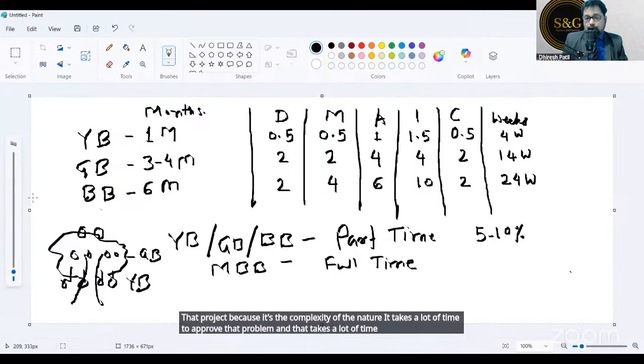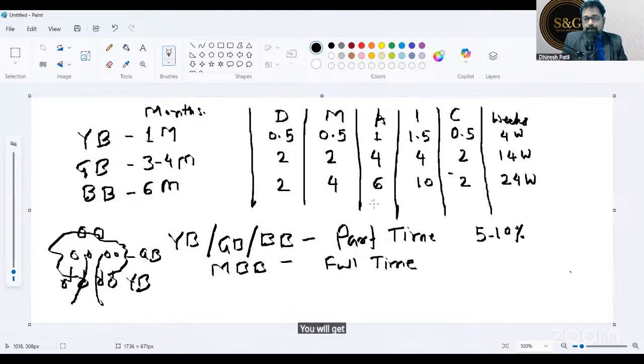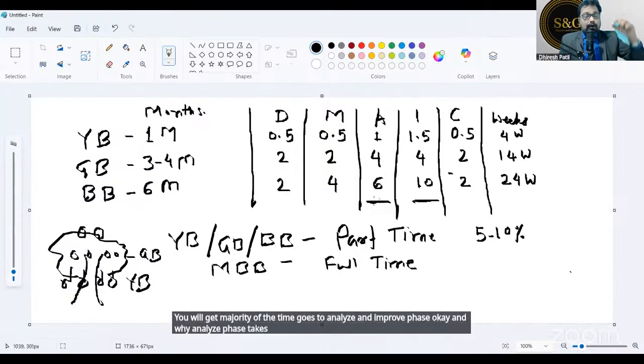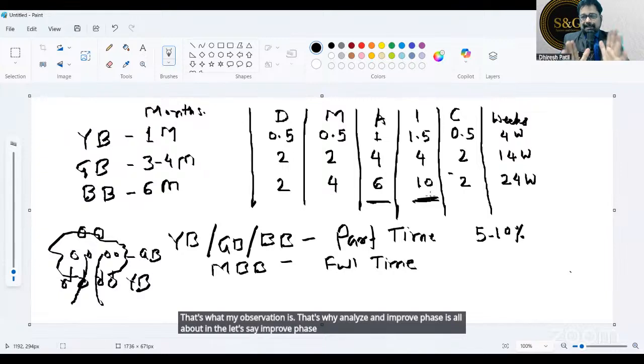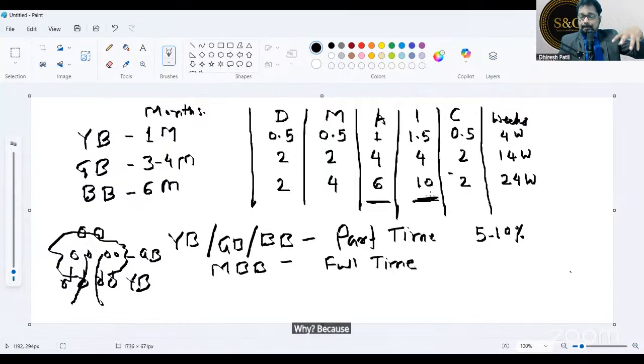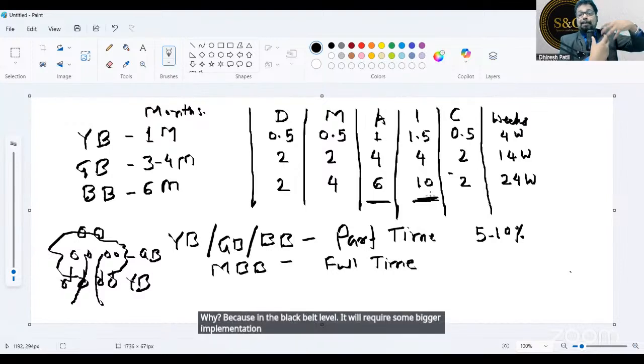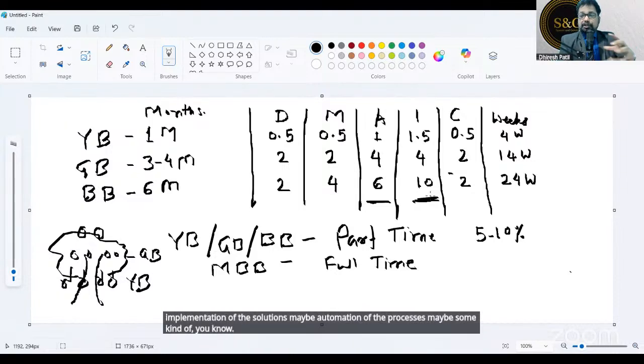That's why, if you observe very closely, the majority of the time goes to the analyze and improve phases. And why does the analyze phase take maximum time? Because once you identify the root causes, validation of the root causes requires data collection again on the root causes, and that consumes a lot of time. That's my observation. Let's say the improve phase takes 10 weeks, which is equal to 2.5 months. Why? Because at the black belt level, it will require some bigger implementation of solutions, maybe automation of the processes, maybe some kind of machinery modification, etc.